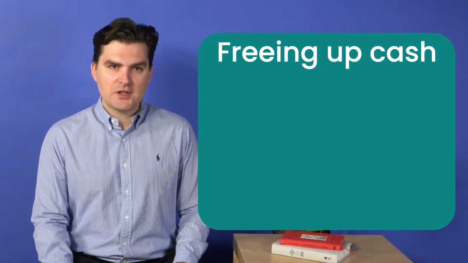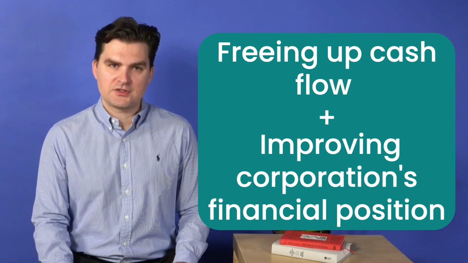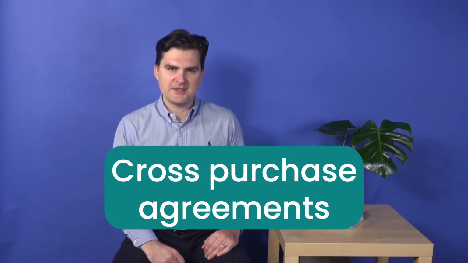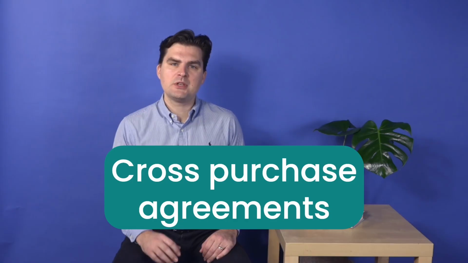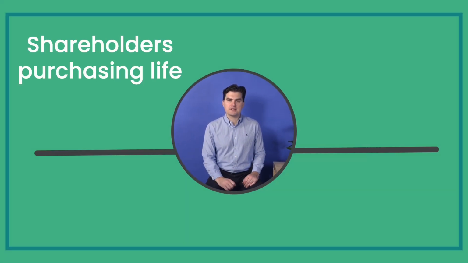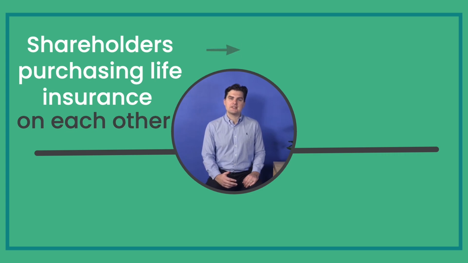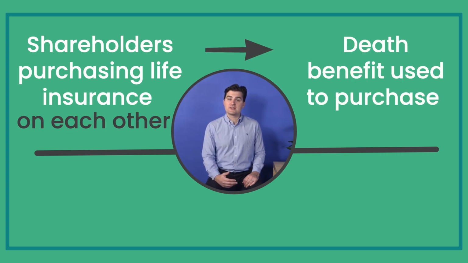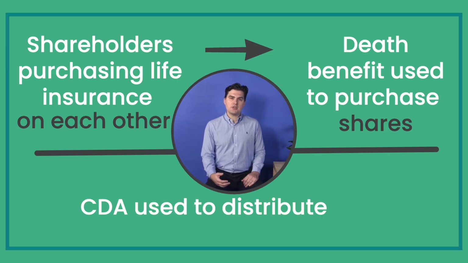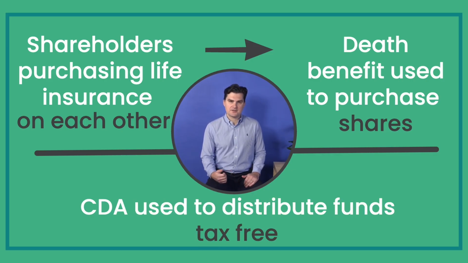The CDA can also be used to repay corporate debt. If your corporation has outstanding loans, you can use the tax-free funds from the CDA to pay down that debt, freeing up cash flow and improving your corporation's financial position. Cross-purchase agreements are another strategy that can be used to transfer shares efficiently. These agreements involve shareholders purchasing life insurance on each other, and the death benefit can be used to purchase the deceased shareholder's shares. The CDA can then be used to distribute those funds tax-free.